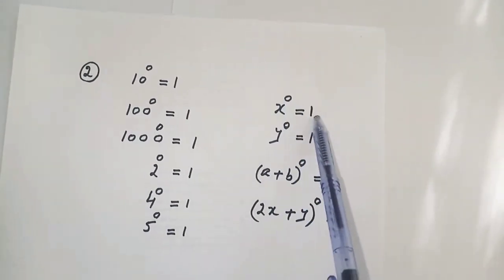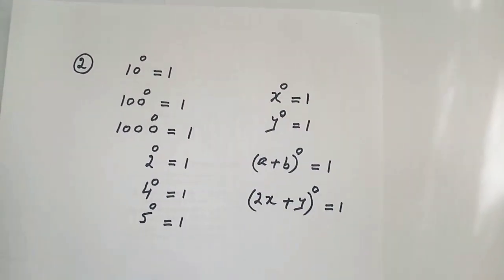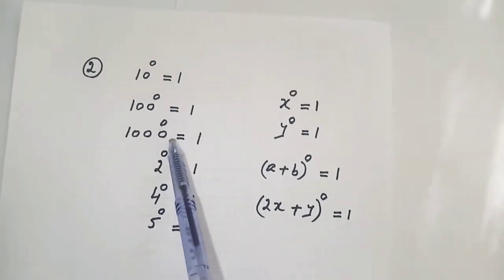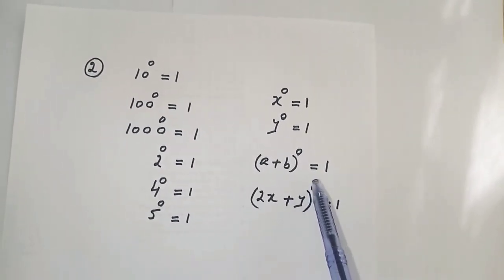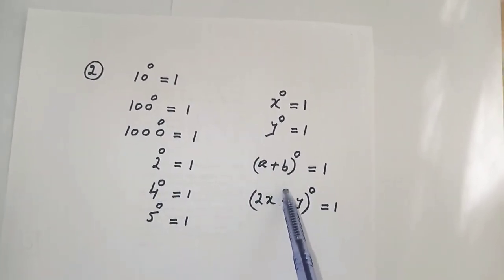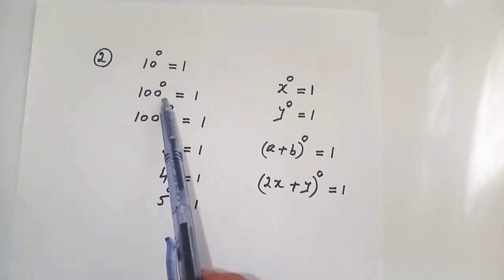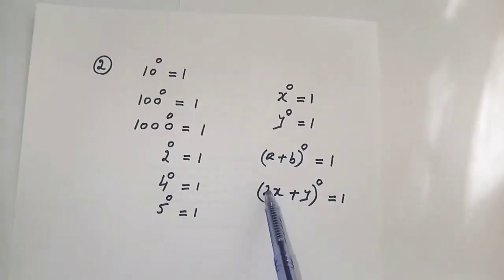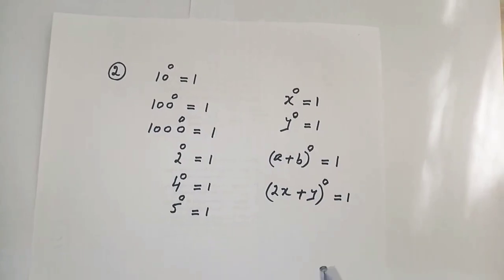X power 0 is equal to 1. Y power 0 is equal to 1. A plus B power 0 is equal to 1. 2x plus y power 0 is equal to 1. So anything whose power is 0 is equal to 1. You can see here the power of all these things is 0, so they are equal to 1. This is a technique which is used.